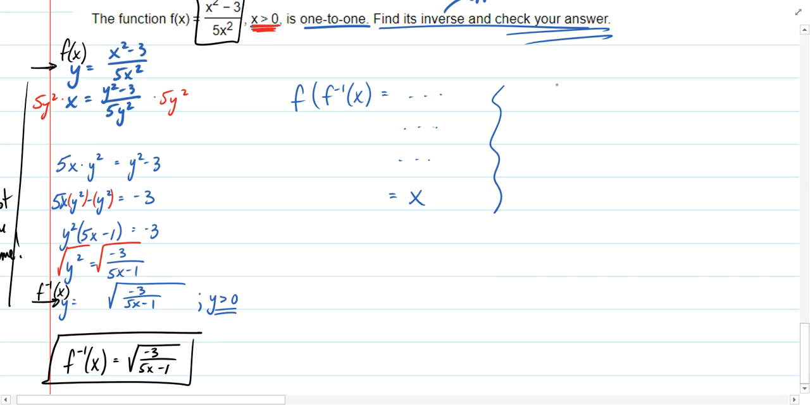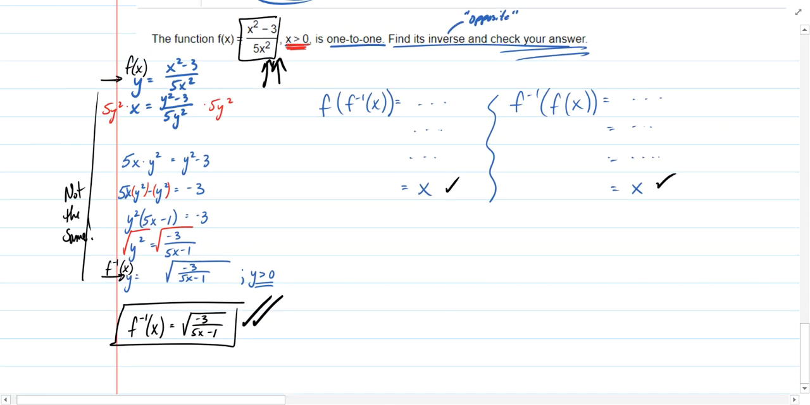We would have to do the same in the opposite direction, and we would take the inverse function and compose it with the original function, f of x, and simplify that expression. And again, we expect this answer to be x as well. If after simplifying these compositions both end up equaling x, then we have verified that this function indeed was the inverse of this function.